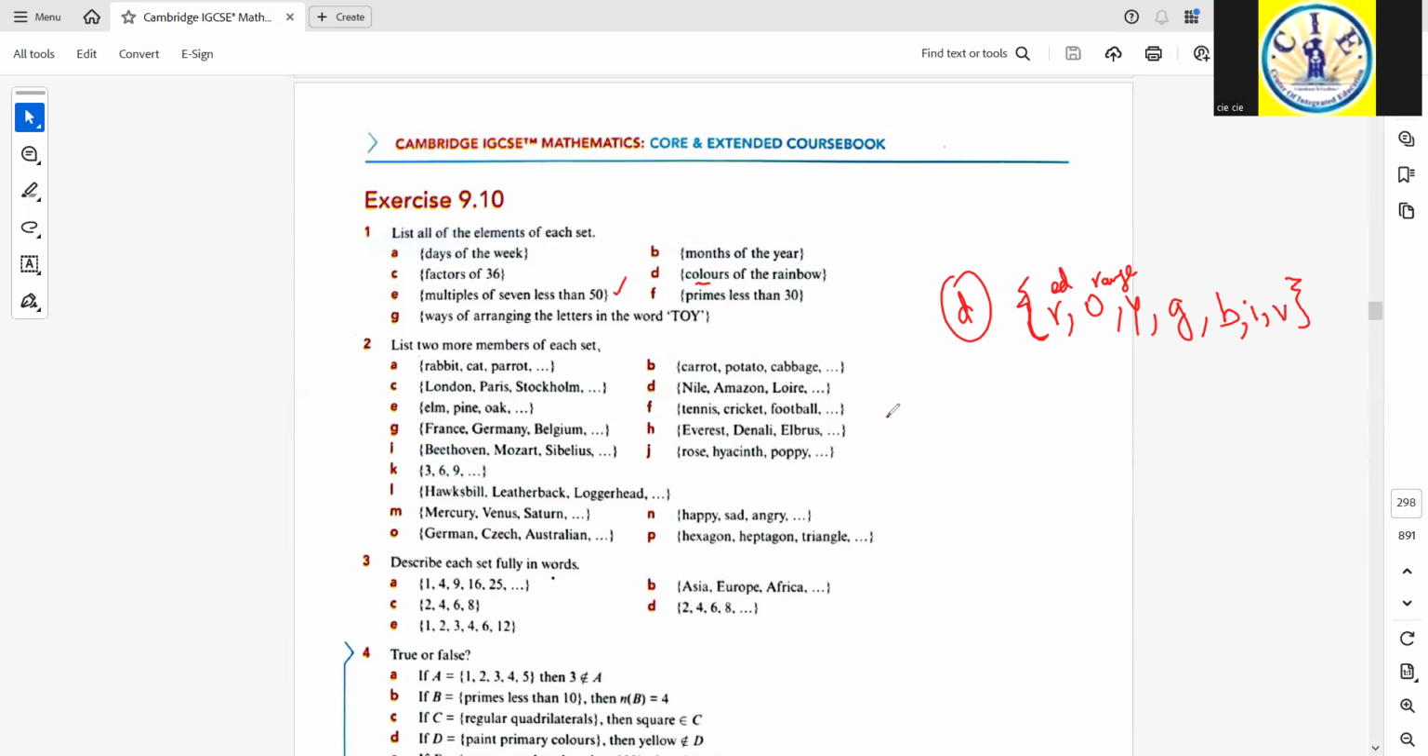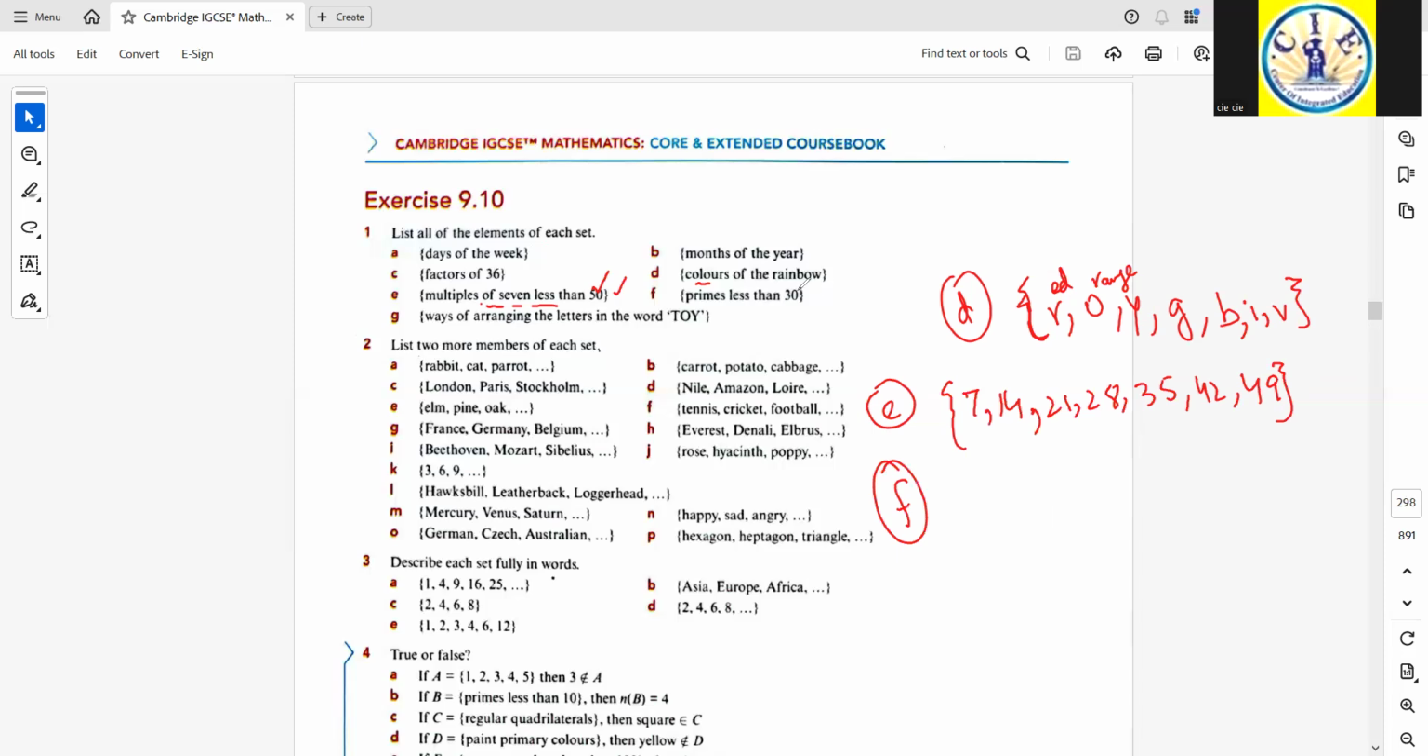Then part E, multiples of 7 which are less than 50. So we know that 7 ones are 7, then 7 twos are 14, 21, 28, 35, 42, and then 7 sevens are 49. We need to fulfill this condition, that we choose only those multiples of 7 which are less than 50. So our last element is going to be 49.